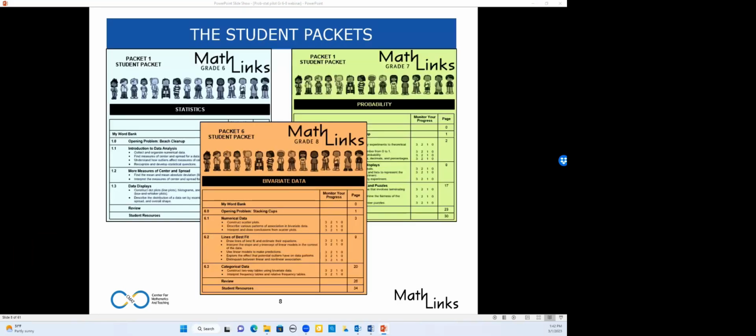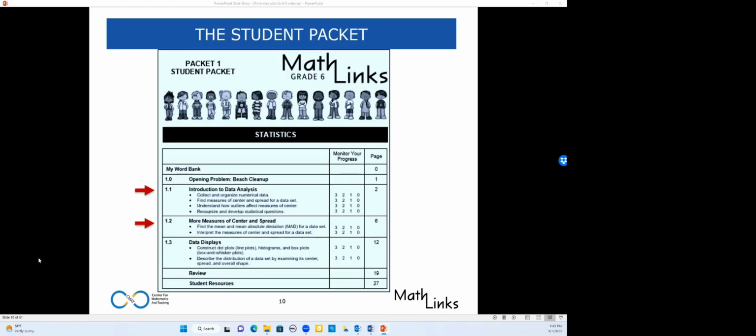This is what the consumable student packet looks like. And if you pilot, you'll be receiving these to use with your students. All right, let's begin with the 6th grade statistics pilot packet. Mark, take it away. We're going to take a look at some highlights from lessons 1 and 2.